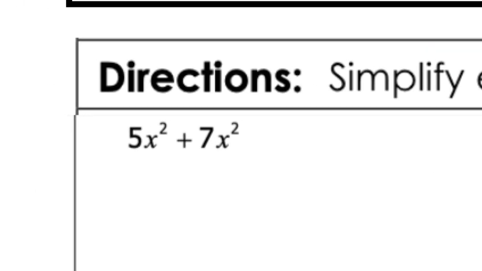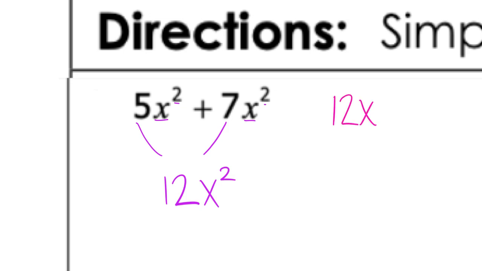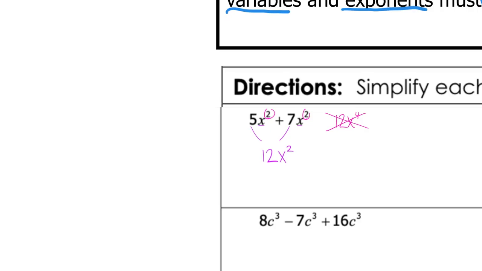Let's get started. So for this one, notice that the variables are the same. They both say x, and the exponents are the same. They both have 2. So you can add the coefficients. 5 plus 7, that would give us 12. And it would just be 12x squared. Don't make the mistake of doing this. Lots of times people want to do this. They want to add these and call it x to the 4th. That would not be correct. For the same reason that this would not be correct.